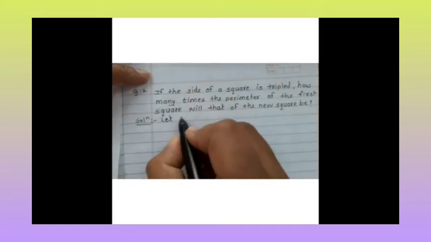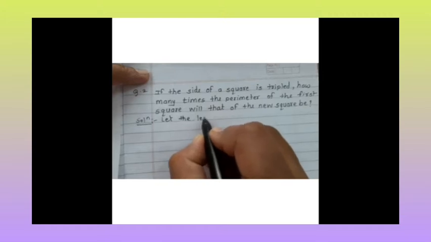So what is given to us? The given is that the side of a square is tripled. First I will assume the length of the square, then I will find out the perimeter of the first square. Let the length of the square be A.